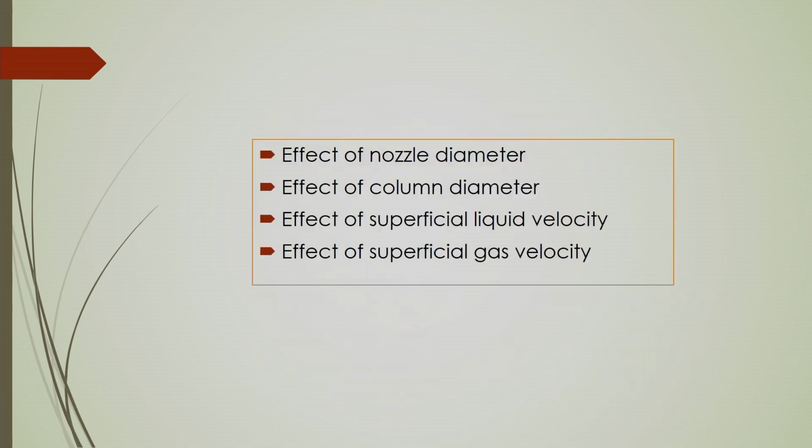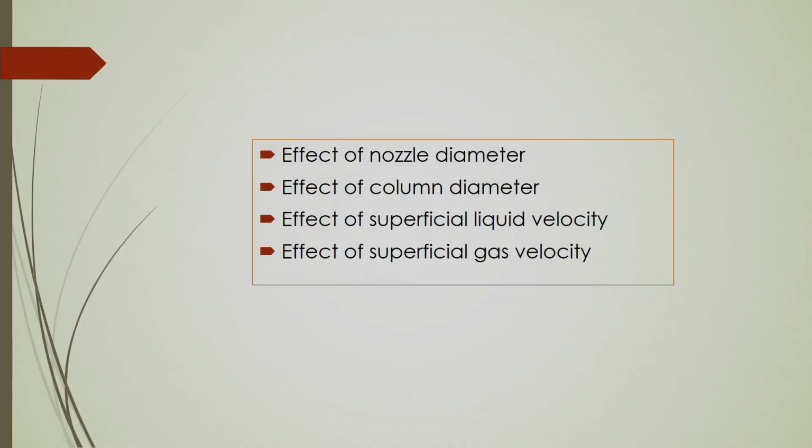Now, what are the different effects of these variables on the dispersion coefficient? If you increase the nozzle diameter, the kinetic energy will be less, meaning the jet velocity will be less, and in that case dispersion will be less. Whereas if you increase the column diameter, there will be more mixing inside the column, because the gas-liquid mixture will get more circulation inside the bed and more residence time. So in that case you get more mixing and more dispersion. If you increase the superficial liquid velocity, you get more mixing, because the energy distribution will be high.